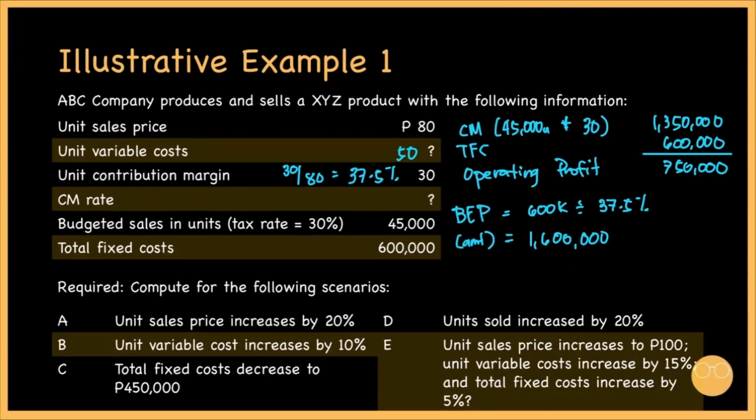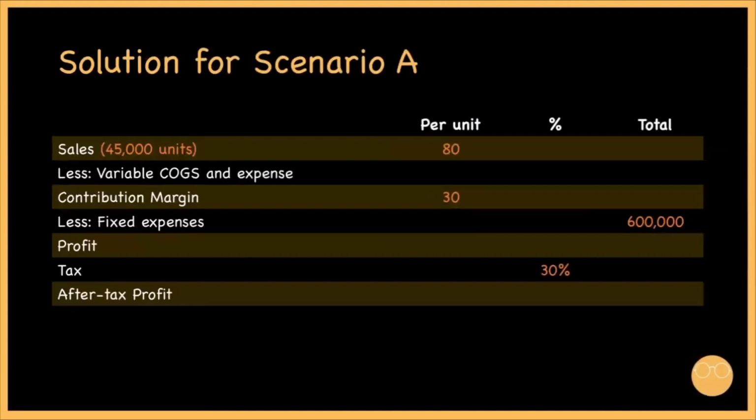For letter A, remember that the unit sales price will increase by 20%. So if the unit sales price increases by 20%, 80 multiplied by 1.2 will give us 96. Since the unit sales price will increase, the unit variable cost will remain constant. That will be 50. 96 minus 50, our unit contribution margin here is 46. So our contribution margin ratio here is 46 divided by 96. That will give us 47.92%. The total fixed cost will remain the same.